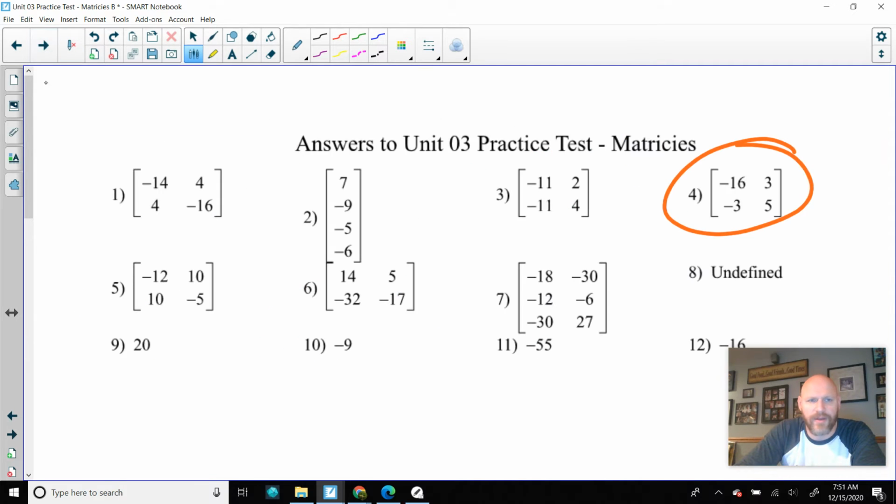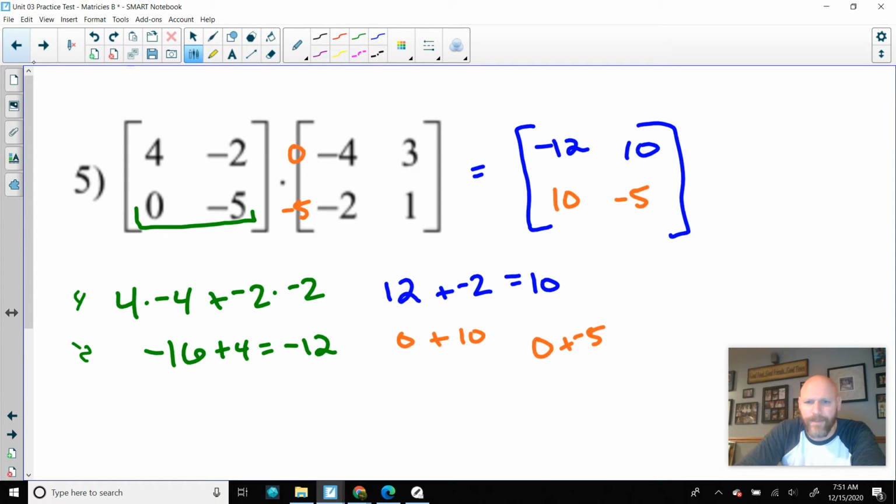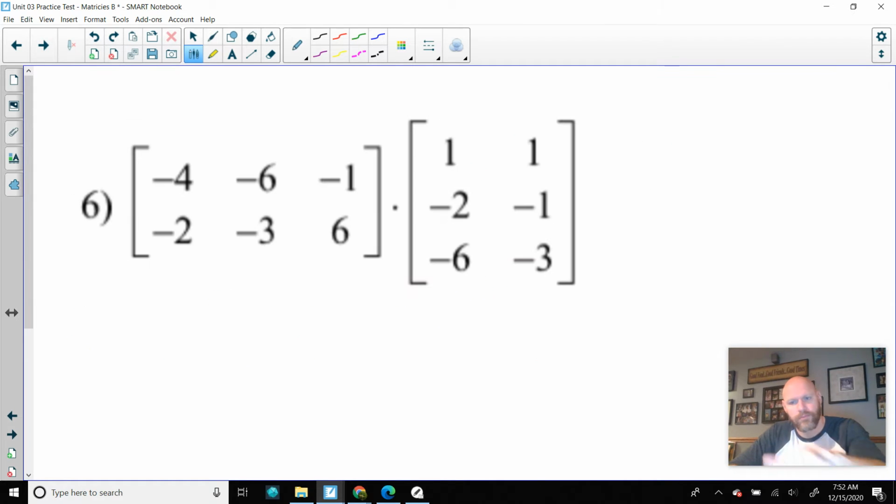If we take a look over here, we have a negative 12, a 10, a 10, and a negative 5. Go team. All right, let's go ahead and take a look at the next one, number 6.